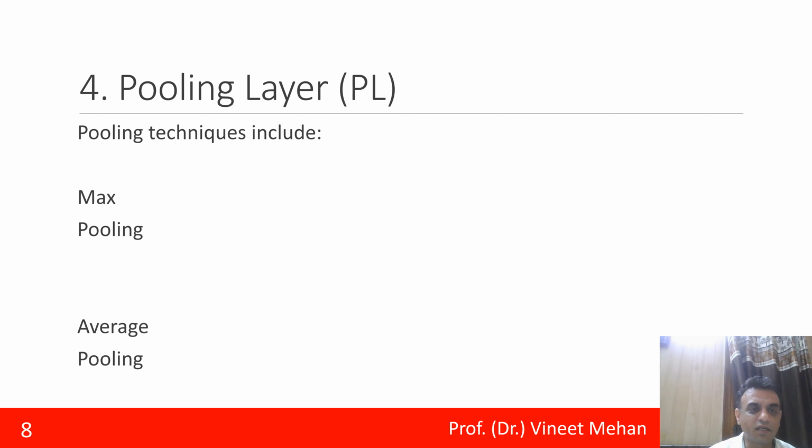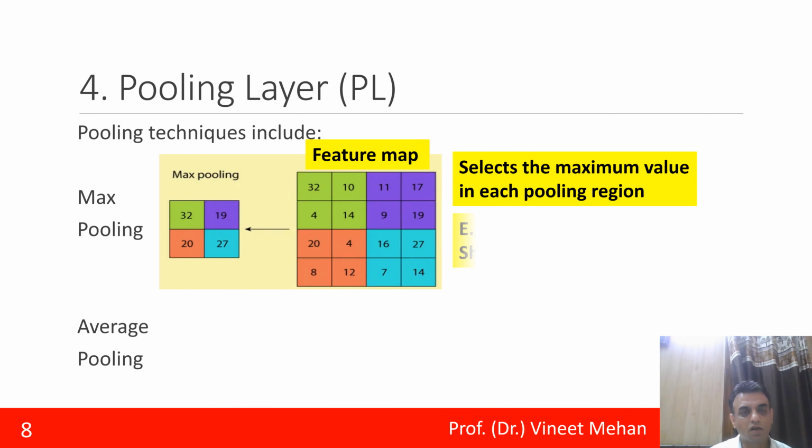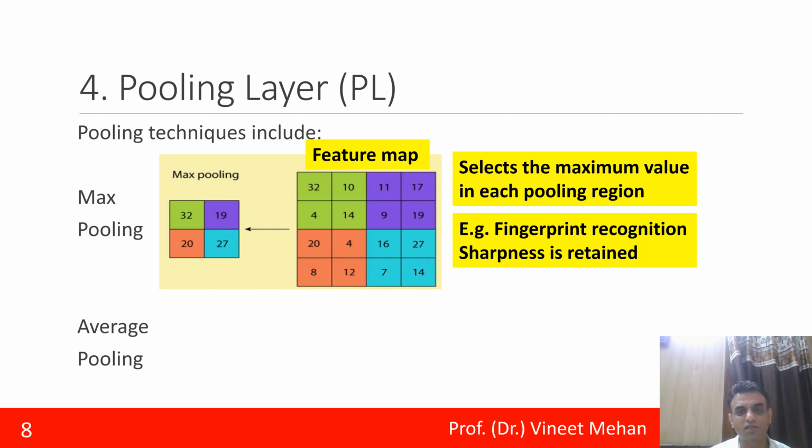Now the pooling techniques include maximum pooling and average pooling. These are the two most common pooling techniques. Apart from this there are a number of other techniques also, like min pooling, mean pooling, probability based pooling, but these two are most common. First is max pooling. Now what happens in max pooling is we'll select the maximum value in each pooling region.